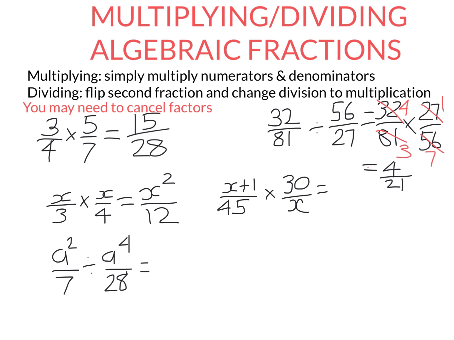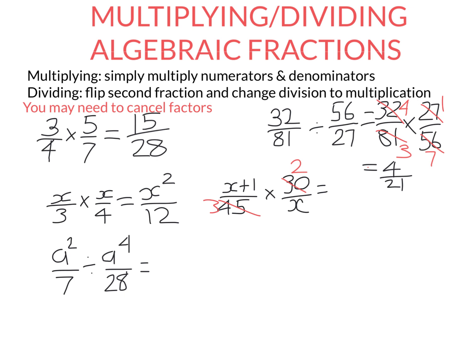So I might use cancelling here. Now, as I mentioned in the previous video, you can't cancel the x's here. You can only cancel something being multiplied. Unfortunately here, x is being added to 1, so you can't just cross them out. You can, however, cancel with the 30 and the 45. 15 goes into 30 twice, goes into 45 3 times. This just makes life easier.